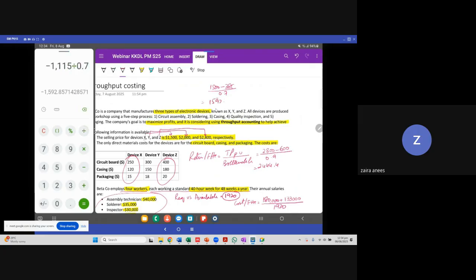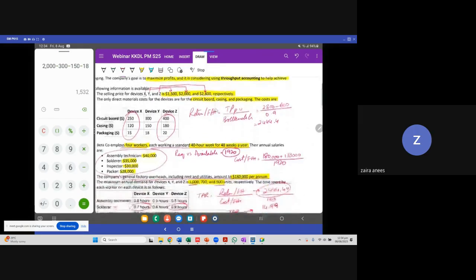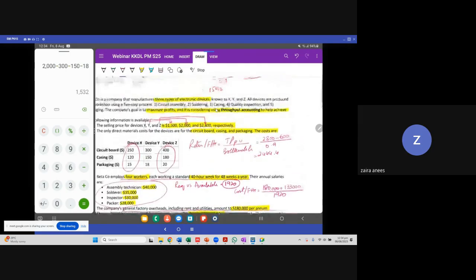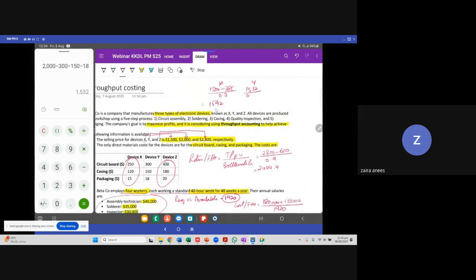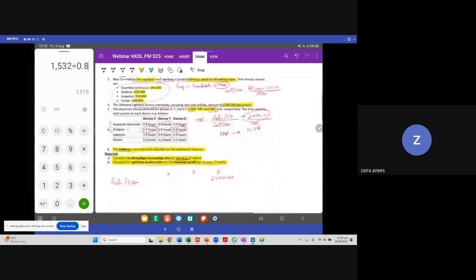1592. This is for X. For Y, the same will be 2000 minus 300 minus 150 minus 18, which is 1532, divided by 0.8. That gives 1915. So 1592, 1915.